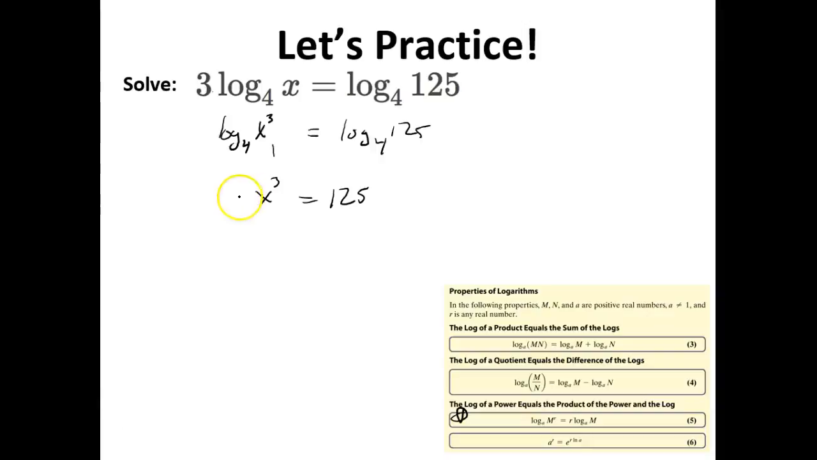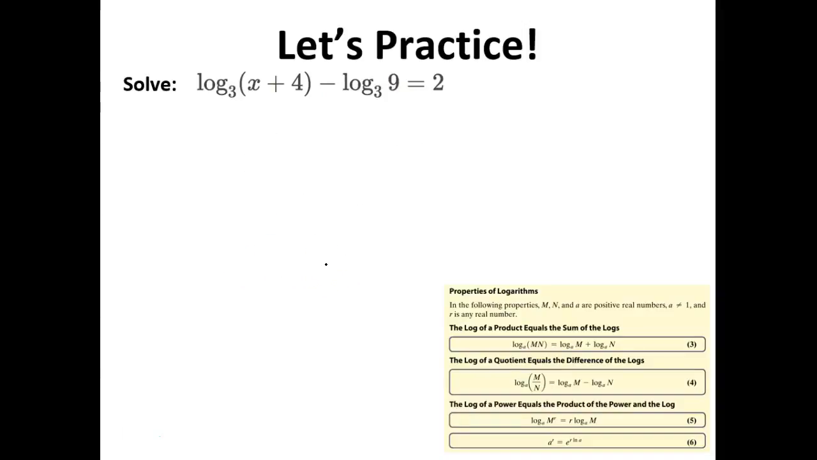So cube root that, and we're going to get x is equal to 5, since 5 times 5 times 5 is 125. Just double check that this doesn't cause any issues with domain. For the domain of logs, x has to be greater than 0. That would satisfy it. There would be our answer right there.